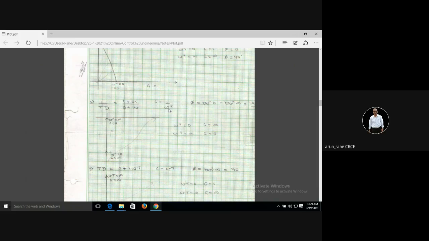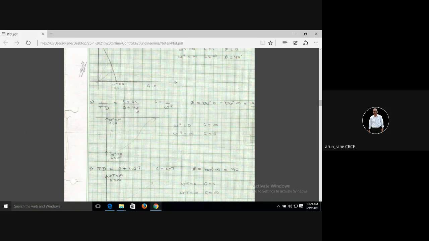Understood? Now coming to phi. How to find out the phi now? In the numerator, phi will be imaginary part divided by real part. So phi is equal to tan inverse of 0 upon 1. Is it clear? Tan inverse of 0 upon 1 is nothing but tan inverse of 0. And what is tan inverse of 0? It is 0.